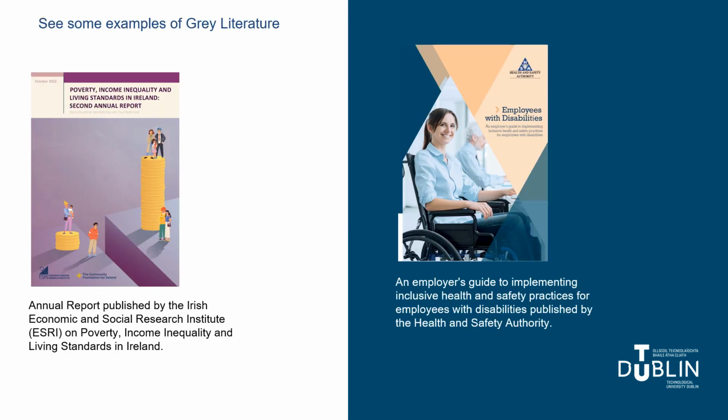Here we have some examples of publications issued by Irish organizations. On the left, we have an annual report published by the Irish Economic and Social Research Institute. This report is about living standards in Ireland. On the right, we have a guide to employers about implementing inclusive practices for employees with disabilities.